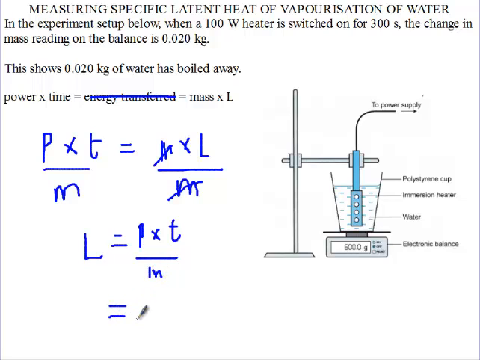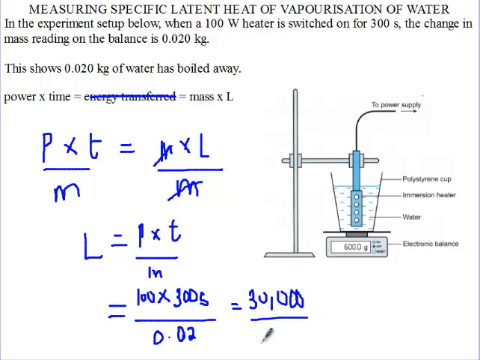Now this is equal to how much power was applied? 100 watts. How much time was spent? 300 seconds. So just always remember the time is in seconds. And then what is the mass? 0.2 or 0.02. Now we multiply this, we are going to get 30,000 divided by 0.02.